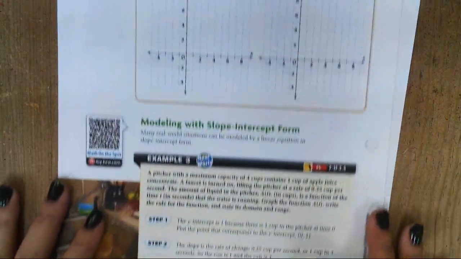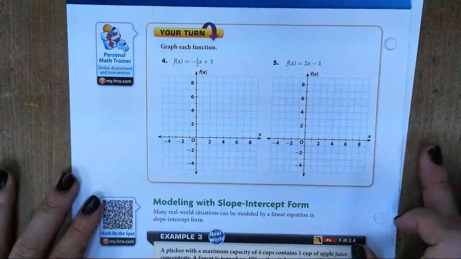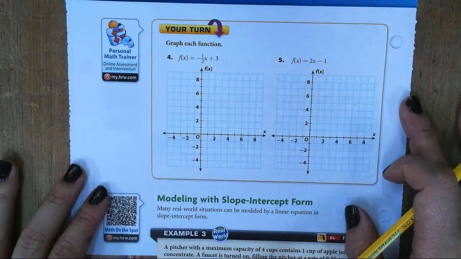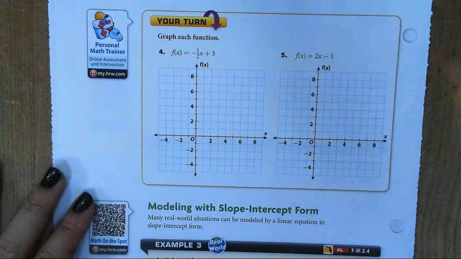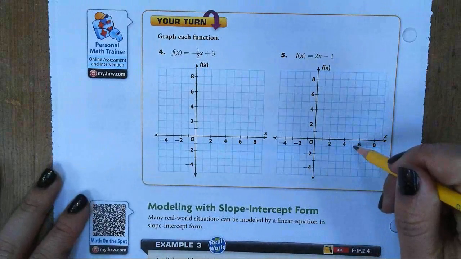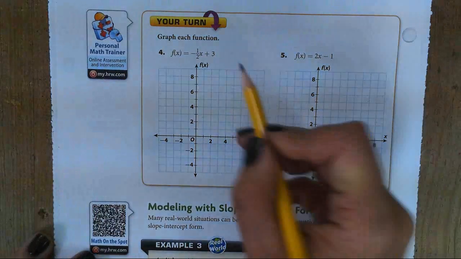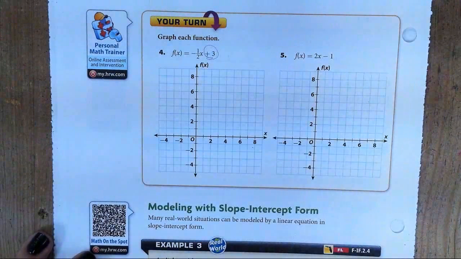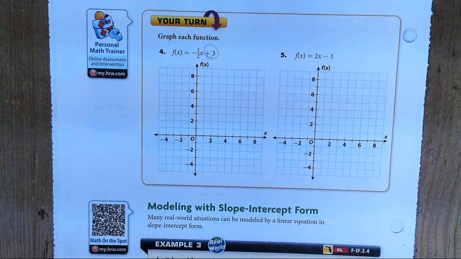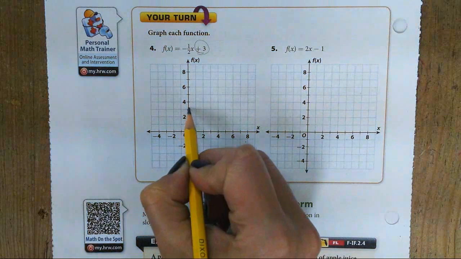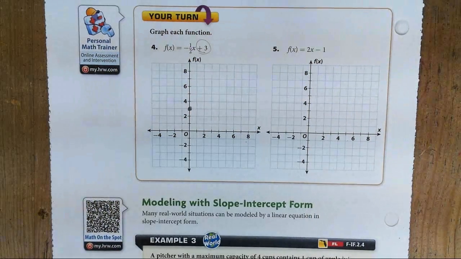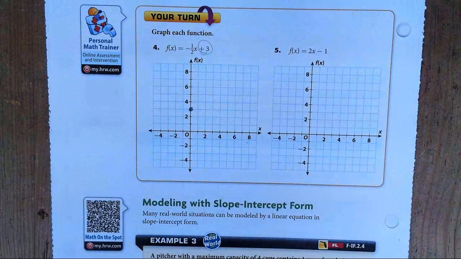So moving on to page 181 in the Your Turn question. I'm going to do question number 4 for you, and you guys are going to check to see if you can figure out number 5. I'm going to start by plotting my y-intercept. My y-intercept is positive 3, so I'm going to go up here to positive 3 and put my point. My slope is negative 1 over 2.